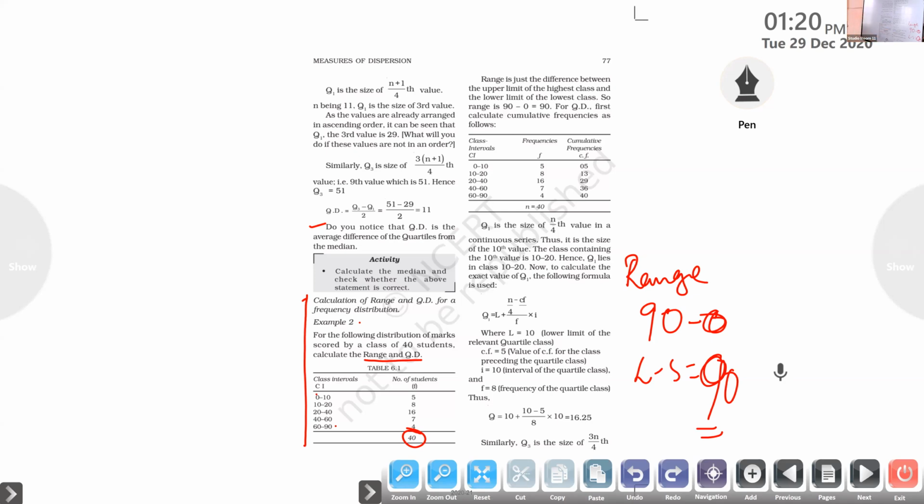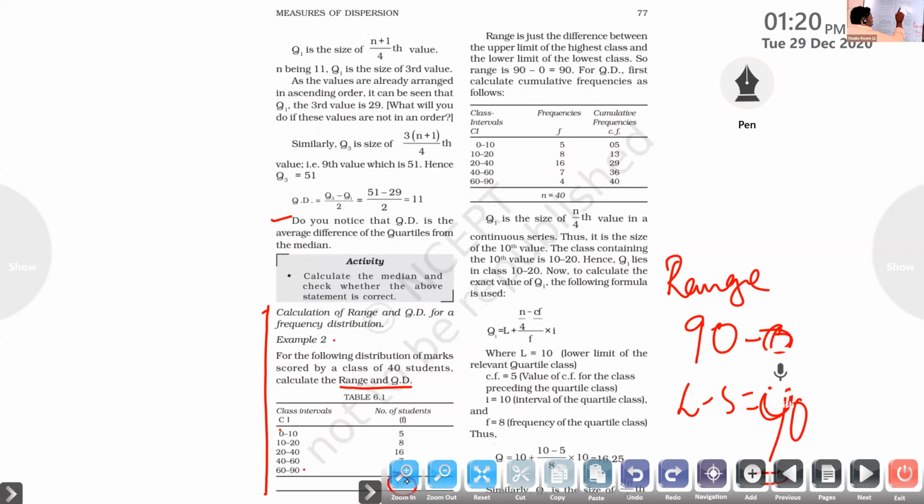For quartile deviation, first calculate the cumulative frequencies as follows. The first one is 5. The second one, 5 plus 8, 13. Third one, 13 plus 16, 29. Fourth one, 29 plus 7, 36. Next one, 36 plus 4, 40. Got it? So N is 40 here. So you find out the cumulative frequency also.